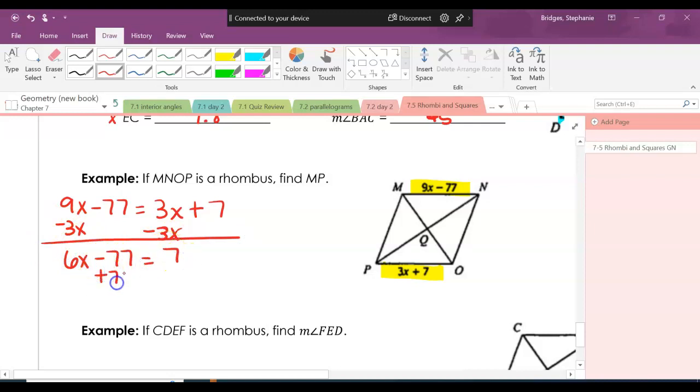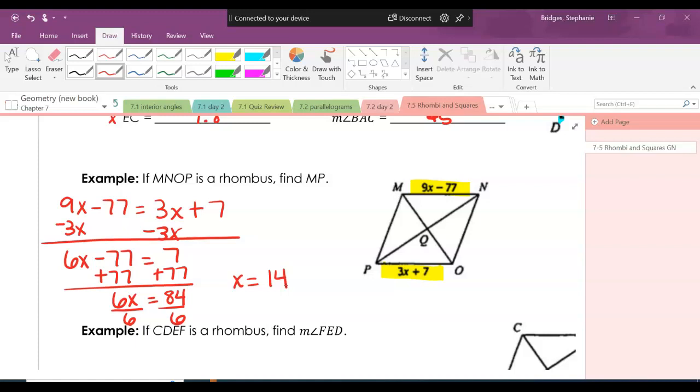Then I'm going to add my 77 over. So 6x is equal to, what is that, 84? And then we're going to divide both sides by 6. So what is x going to be? 14. Now that's not my answer, is it? That's what x is, but they want to know what the length of a side is. You can choose which one you want to plug it into.